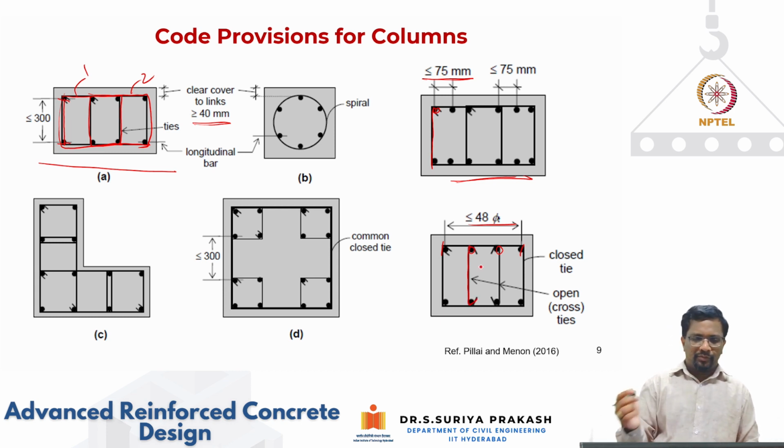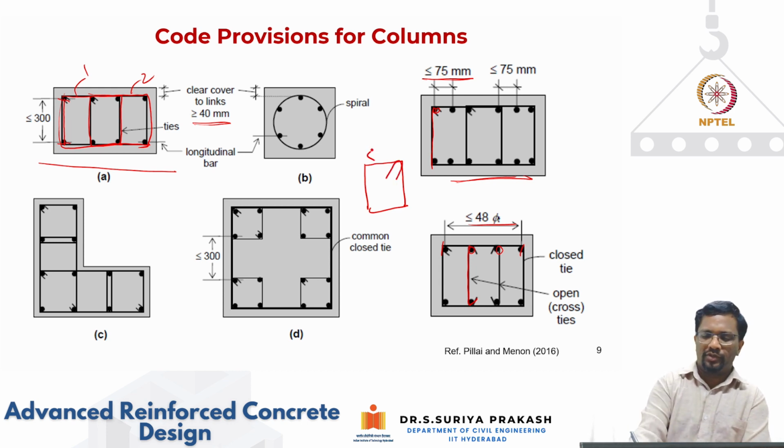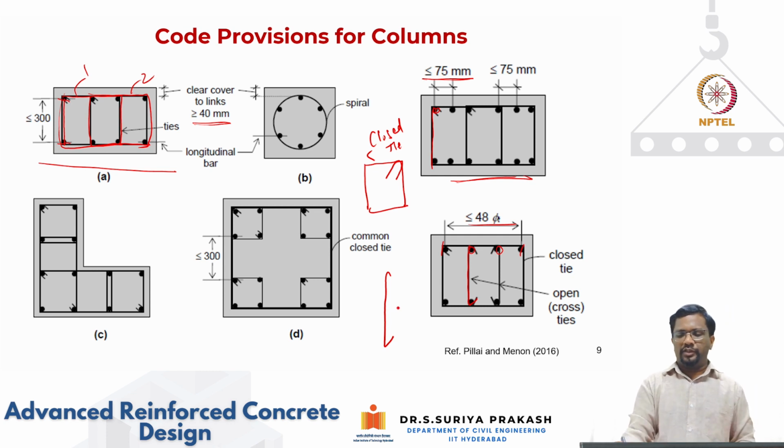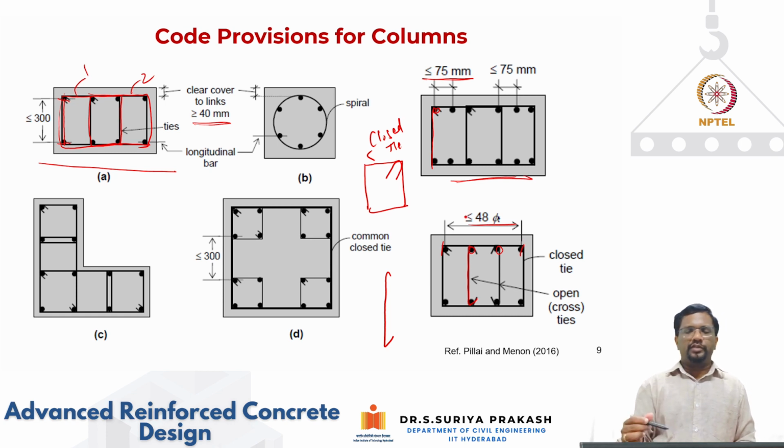So what is the difference between a closed tie and an open tie? A closed tie should be like this, right? It should be a single piece, and then it should have this 135-degree bend. So this is a closed tie. You can also have this kind of open tie in certain situations, when the outer to outer distance between the farthest longitudinal bars is less than or equal to 48 times the diameter of your tie. Then the intermediate longitudinal bar can be restrained only by an open tie. So it is basically helping to ease the construction.